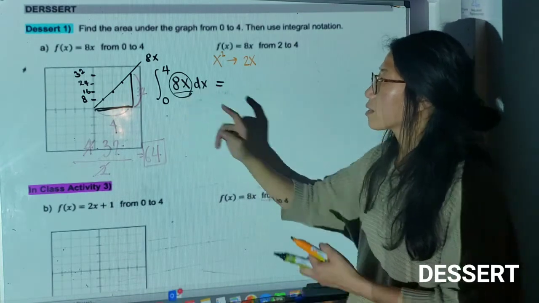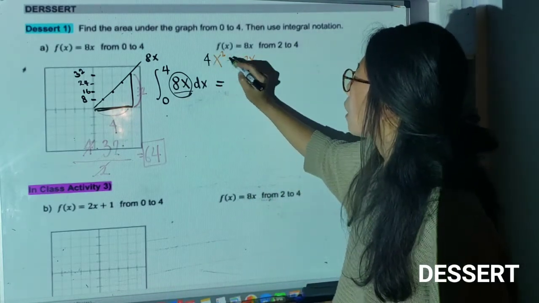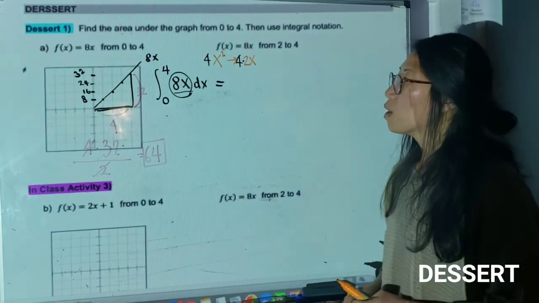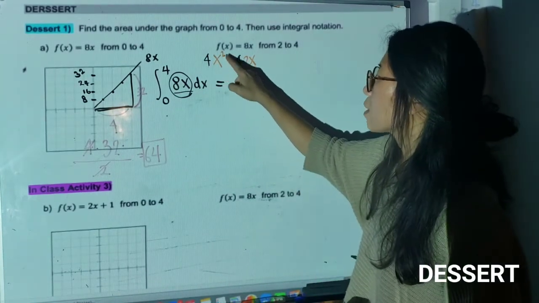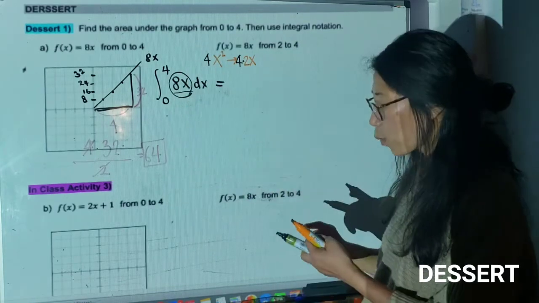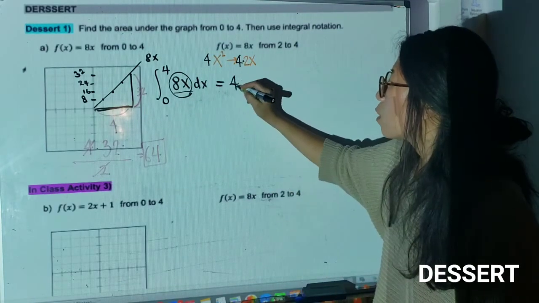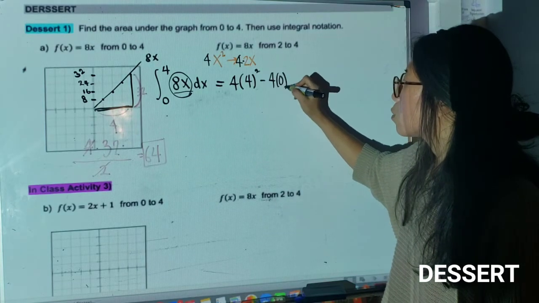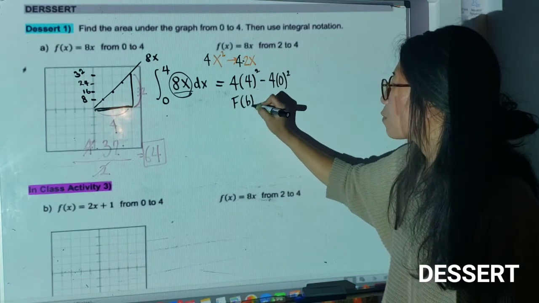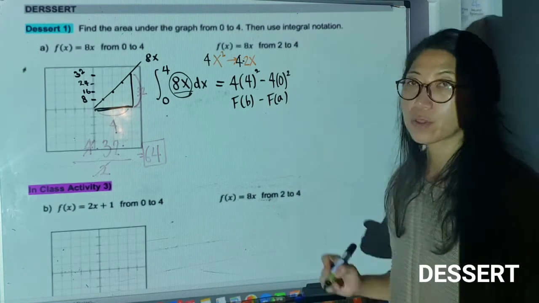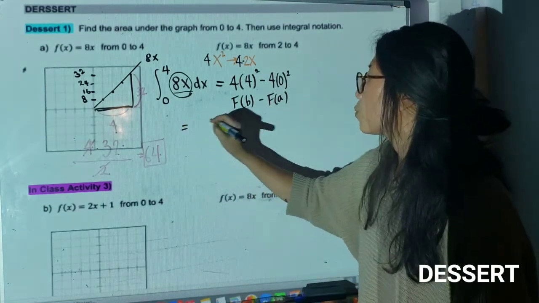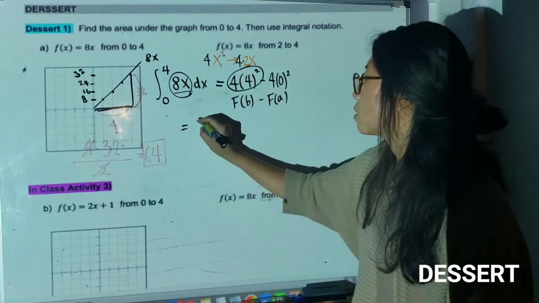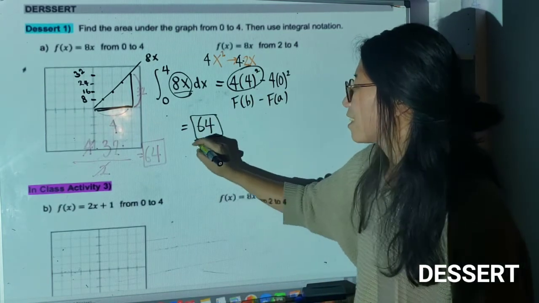However, I had an 8x. That means I need a 4 in front, because then I'm going to have 8x. So my antiderivative is 4x squared, but from 0 to 4. So I can write it 4 times 4 squared minus 4 times 0 squared. Basically I did F(b) minus F(a). That's what the fundamental theorem of calculus says, how we compute. This will give me 64. Oh, that's it. Same answer.